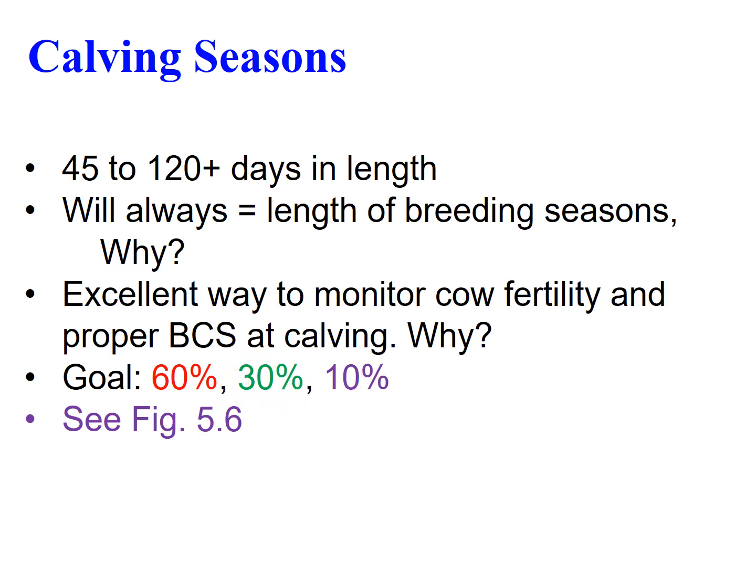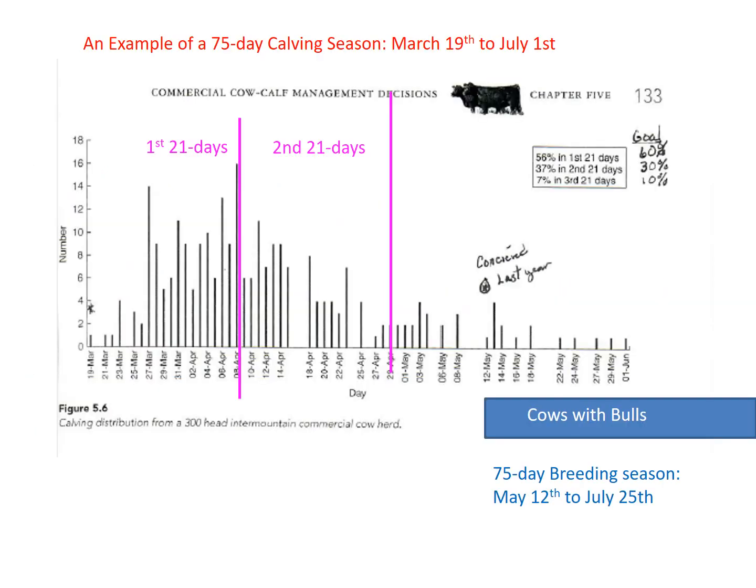And just to show you this a little bit better, I'm going to go back to figure 5-6 for a second. And so here's figure 5-6, and I did the math, and this is an example of a 75-day calving season that started on March 19th, first calf born, and last calf born was on June. Ooh, I made a mistake. I apologize. That's not July, that's June. My bad. I was thinking July because I was thinking the breeding season. All right. So note to self, that's June 10th.